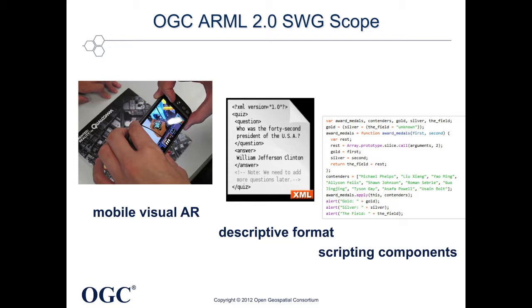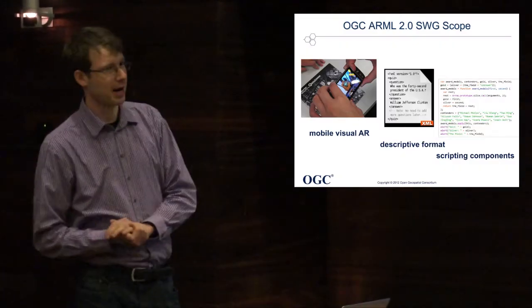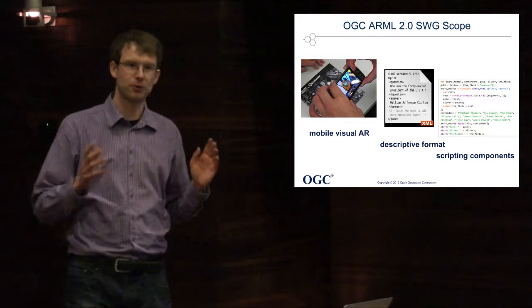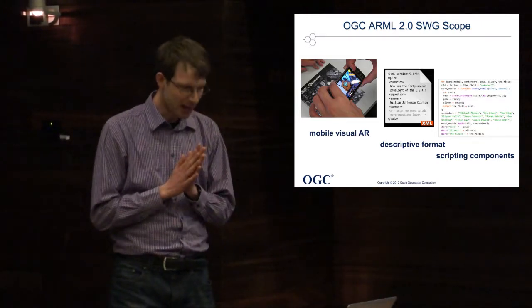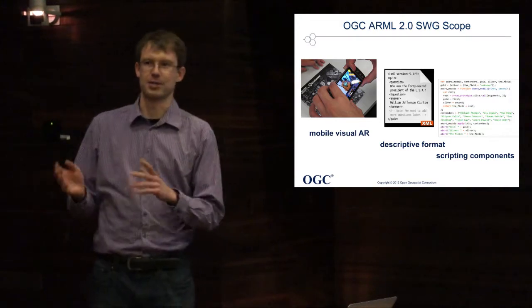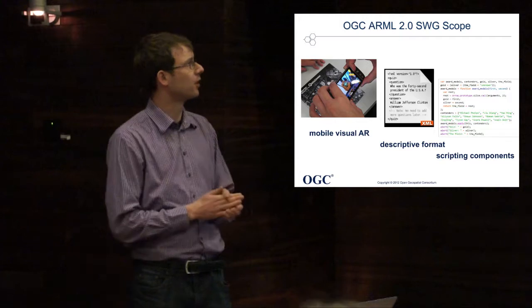A little bit of history on ARML and why this is called ARML 2.0. Basically, ARML 1.0 was a proprietary format that we, as Wikitude, developed back in 2009 for our augmented reality browser. It's not related to ARML 2.0 except for the name. And ARML 2.0 is not backwards compatible with ARML 1.0, so that's really two different things here.